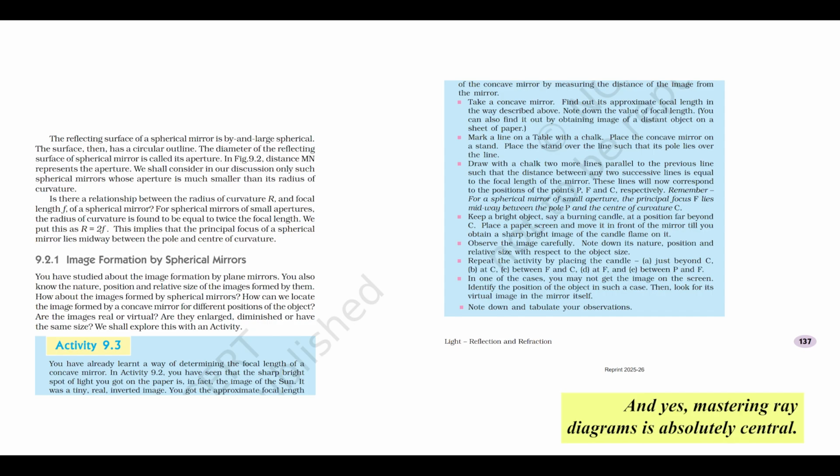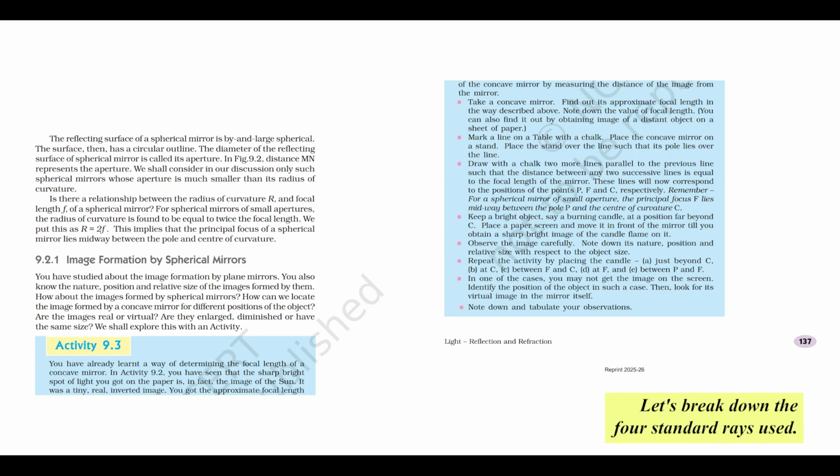Fantastic question. And yes, mastering ray diagrams is absolutely central. Understanding image formation relies heavily on them. The key idea is that the image's nature, real, virtual, inverted, direct, its position, and its size, all depend on where you place the object relative to P, F, and C. To find the image, we use ray diagrams. An object emits countless rays, but thankfully, we only need to trace the paths of two specific, easy-to-predict rays after reflection. Where these two reflected rays intersect, or appear to intersect if we trace them backward, is where the image of that point on the object is formed.